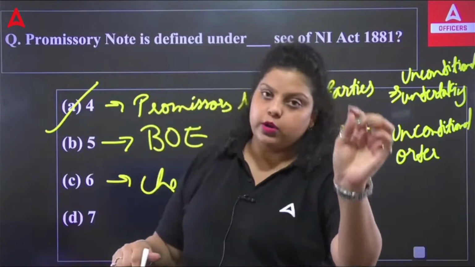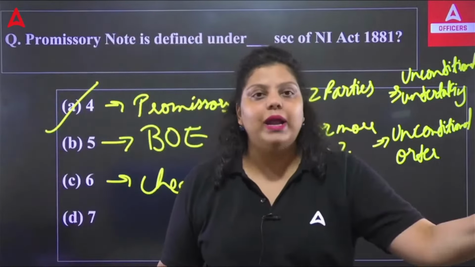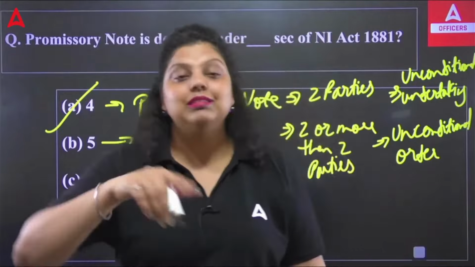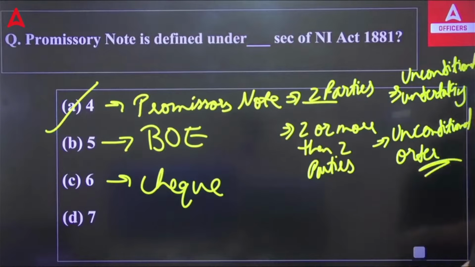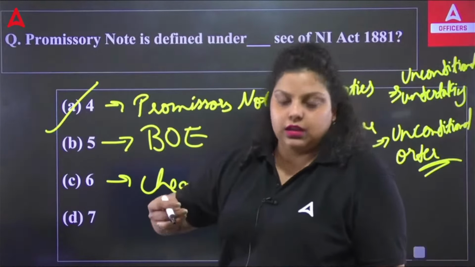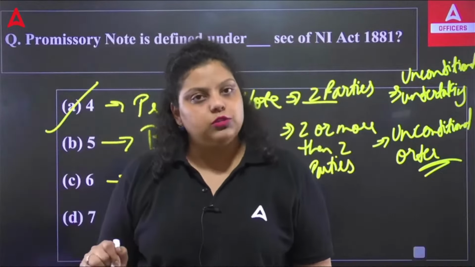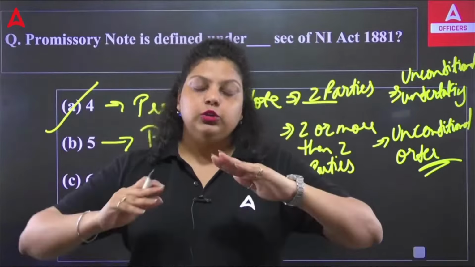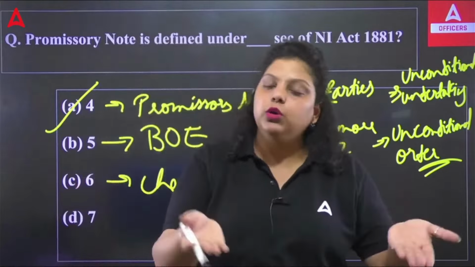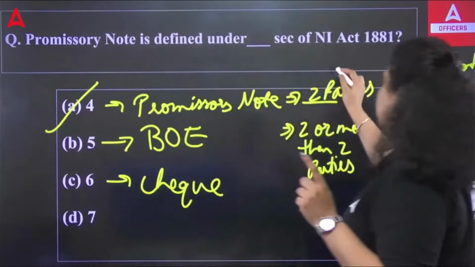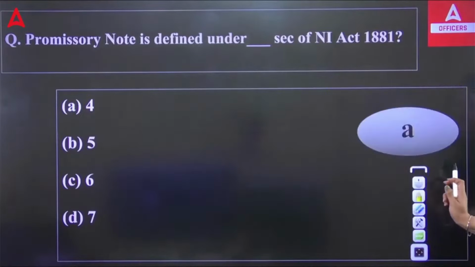If you have promised you are going to pay on the 30th of August, you are taking the undertaking that I am responsible, no matter what, I will be paying your money on the 30th of August. This is the unconditional undertaking. Two parties will be there. Now, what means unconditional order? It means you are ordering your bank that no matter what, on 30th of August, you have to make this payment to this particular customer. This is known as unconditional order. So, in bill of exchange, you are giving order to your financial institution, and in case of promissory note, you are taking undertaking by yourself. These are the only two differences between promissory note and bill of exchange. Okay. Now, next. So, right answer is A.